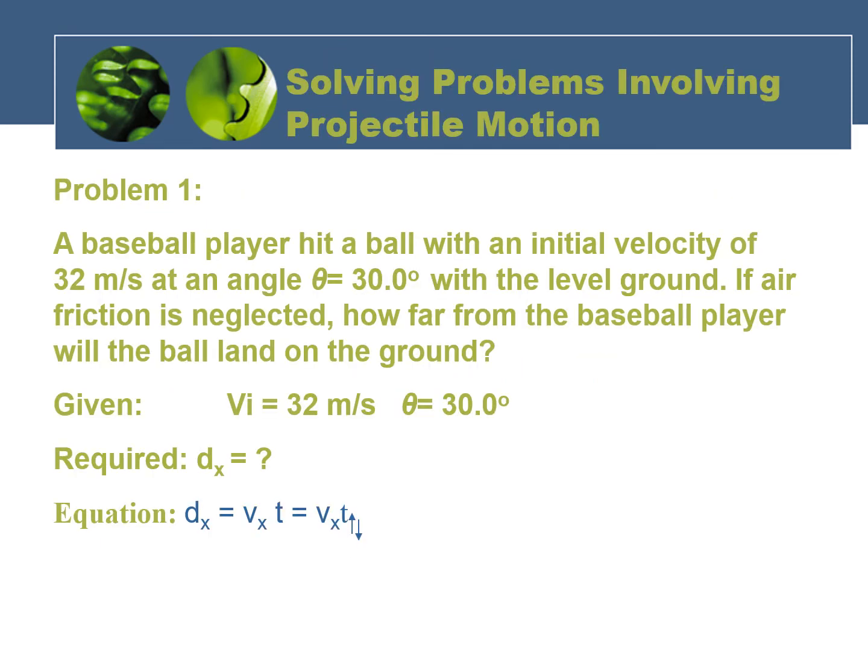Let us apply the given equations in this problem. A baseball player hit a ball with an initial velocity of 32 meters per second at an angle theta of 30 degrees with a level ground. If air friction is neglected, how far from the baseball player will the ball land on the ground? In our problem, there are two quantities given: the initial velocity, which is 32 meters per second, and theta, which is 30 degrees.